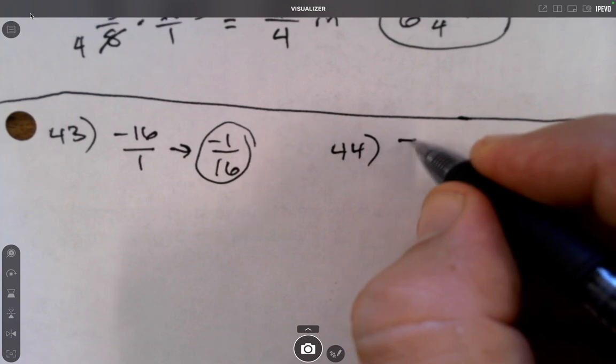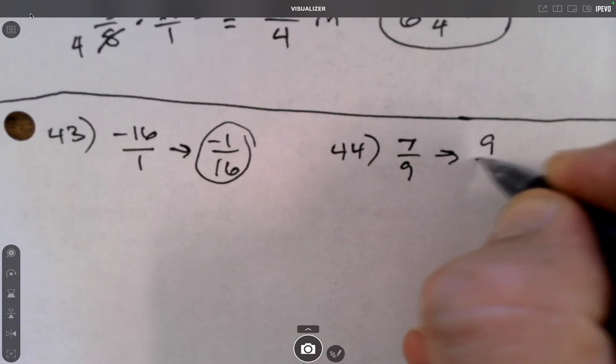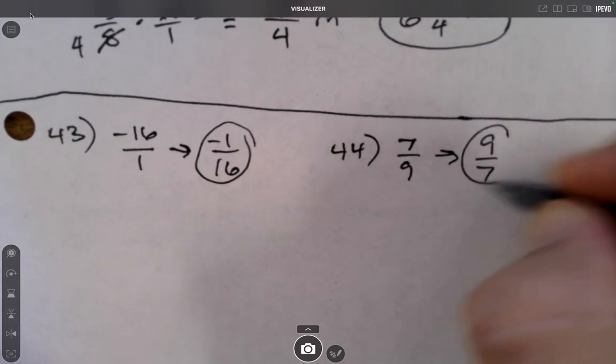44, 7 over 9 is what we start with. So its reciprocal is just that upside down or flipped. So it's 9 over 7.